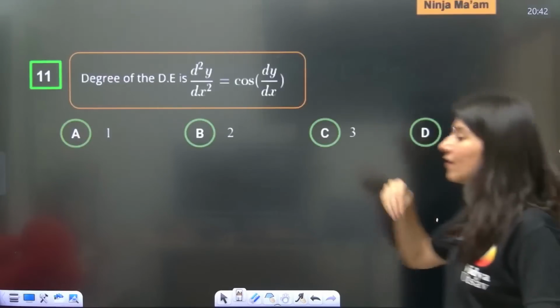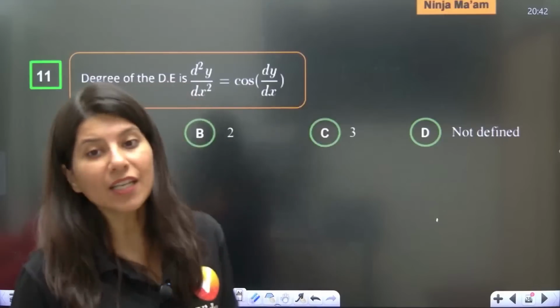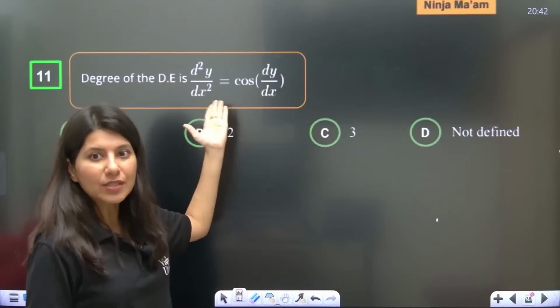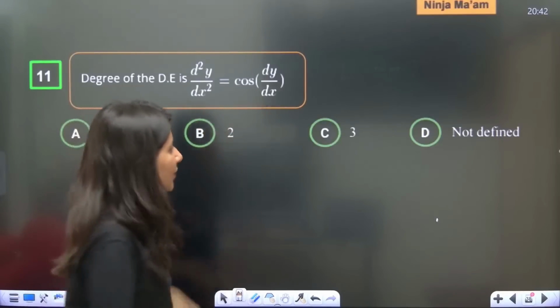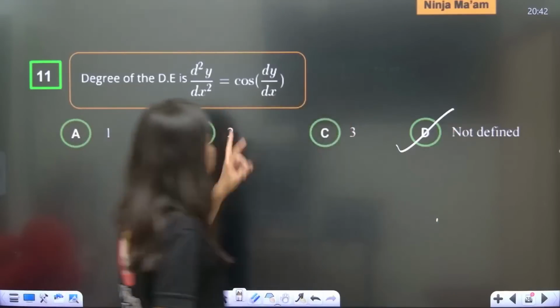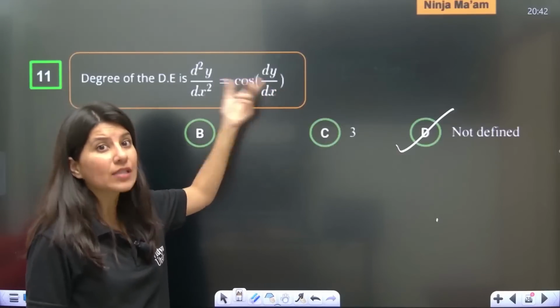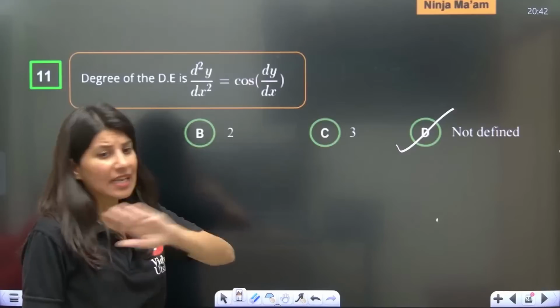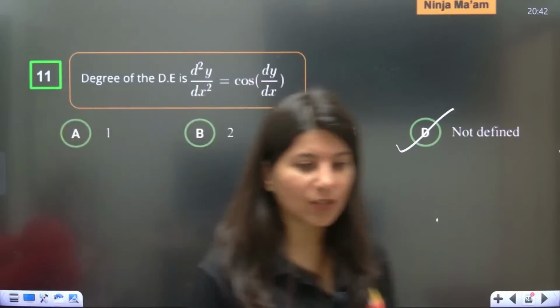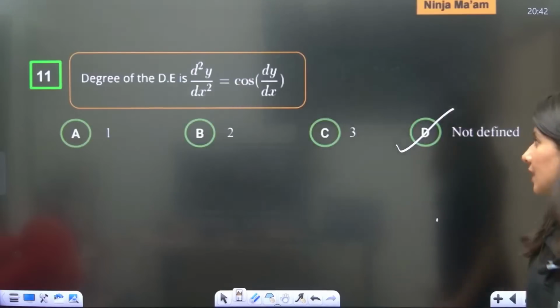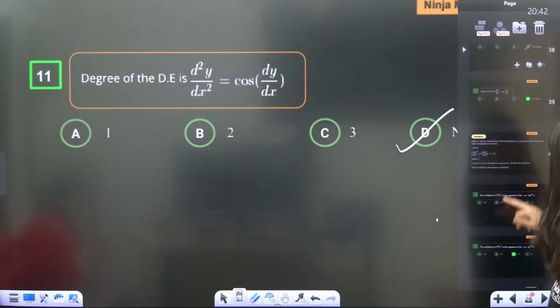Next question is again a very basic question. Degree of differential equation. See, the order is 2, but the degree of this differential equation is not defined. Because any differential coefficient, if it is stuck inside cos, sine or any function, the degree of that function is not at all defined. Getting it? Next question on your screen.